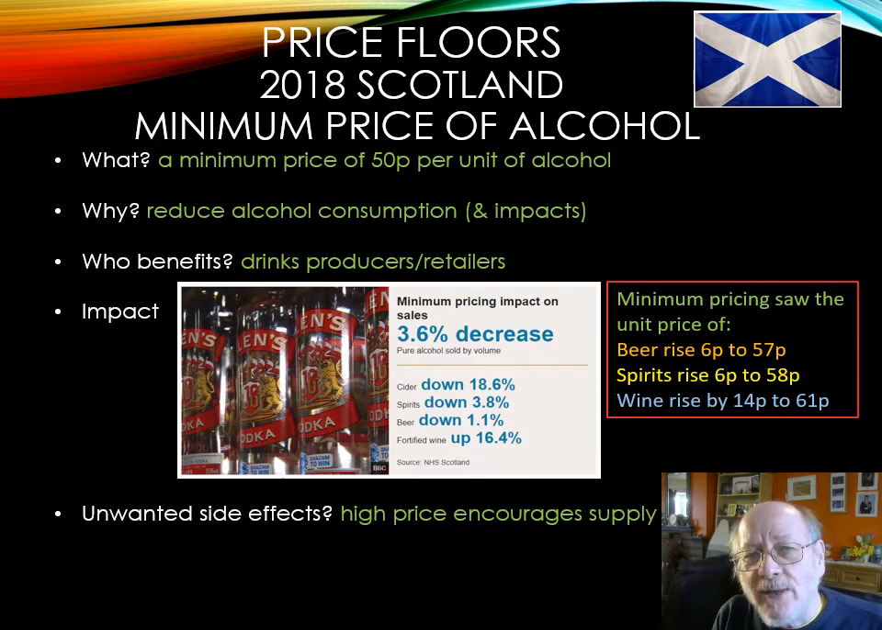In the first year of implementation, there was a 3.6% decrease in pure alcohol, cider down much more than spirits and beer. Fortified wine also heavily hit. And you see on the right hand side there how much the unit price of alcohol actually went up, which means you could do some useful price elasticity of demand calculations. Potential negative impacts, well, the price of the product has gone up. That is likely to encourage illegal supply, so you could well find a black market emerges.